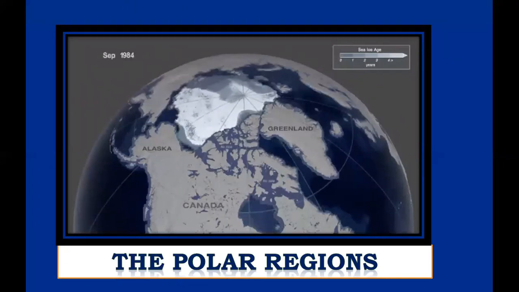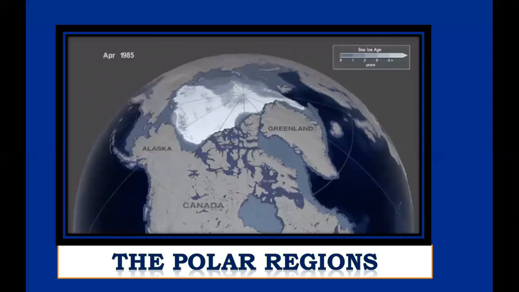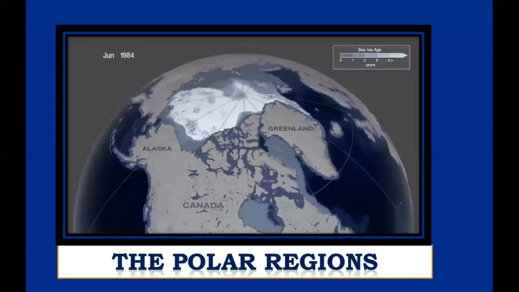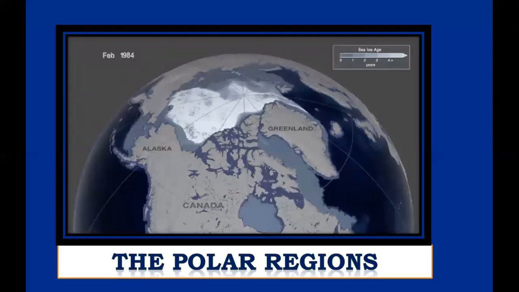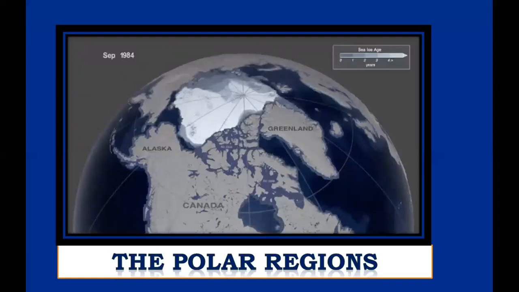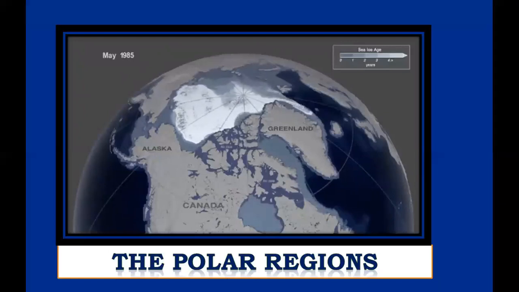Now if you know, children, for us we have 24 hours, with 12 hours of day and 12 hours of night, but near the poles it has 6 months of day and 6 months of night. So it is very cold here.